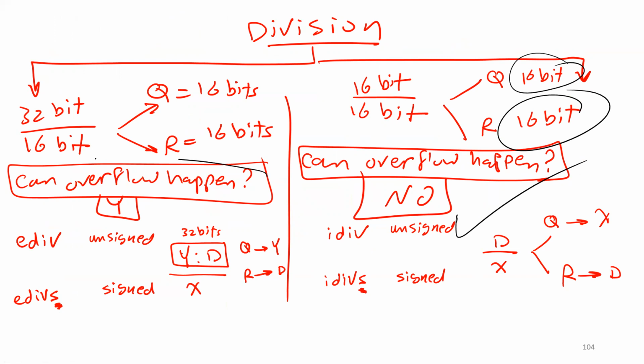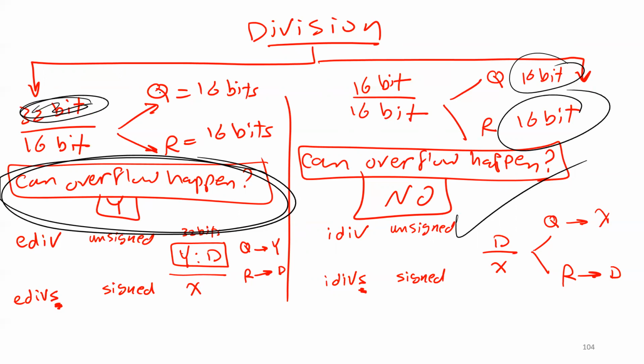What about this one? Because this is a problem you are going to have in tomorrow's lab. Here, overflow can happen. Why? Because you have a very large number here, a 32-bit number, right? If I divide a 32-bit number by a 16-bit number, it may happen that the quotient needs more than 16 bits. If the 16-bit number is very small, like if I divide by 2 or 3, maybe the quotient needs more than 16 bits. That's why overflow can happen here. Is that okay?